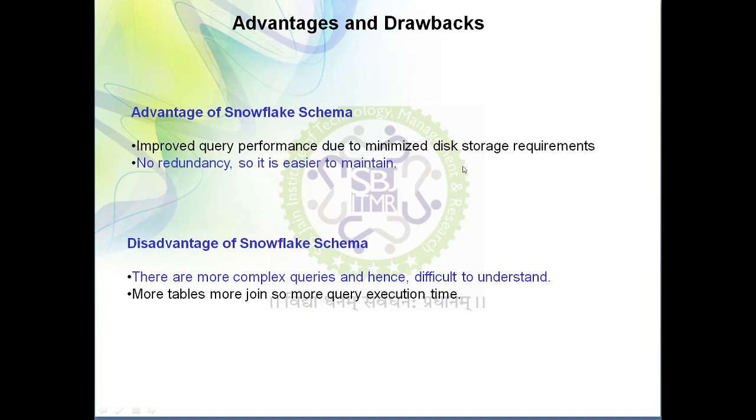Finally we discuss what are the benefits and drawbacks of a snowflake schema. So the advantages are improved performance due to minimized storage, no redundancy, so it is easier to maintain. And if you talk about the disadvantages, then there are more complex queries, hence difficult to understand, and more tables, more joins, and you know that if more joins are performed, then the complexity also increases. So these are the various advantages and drawbacks of a snowflake schema.